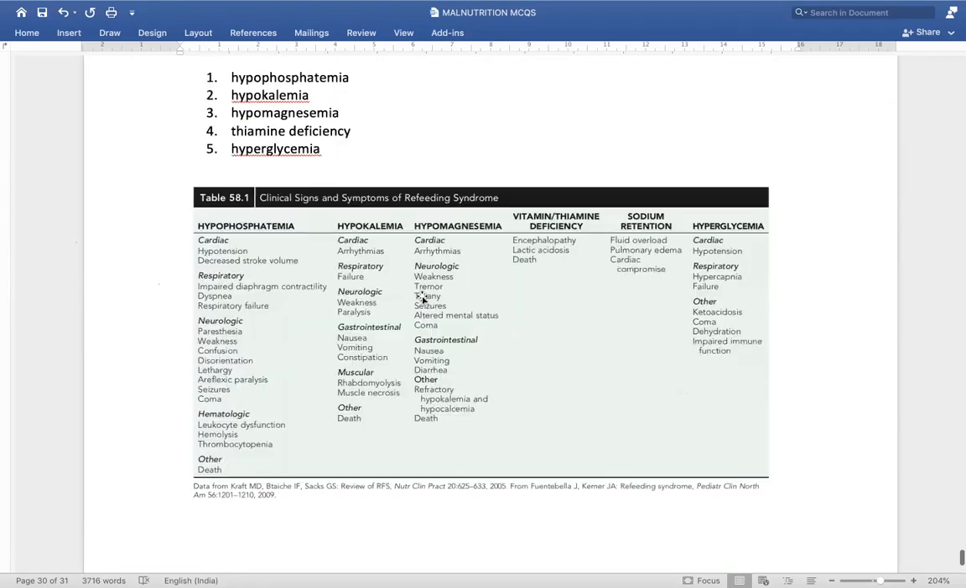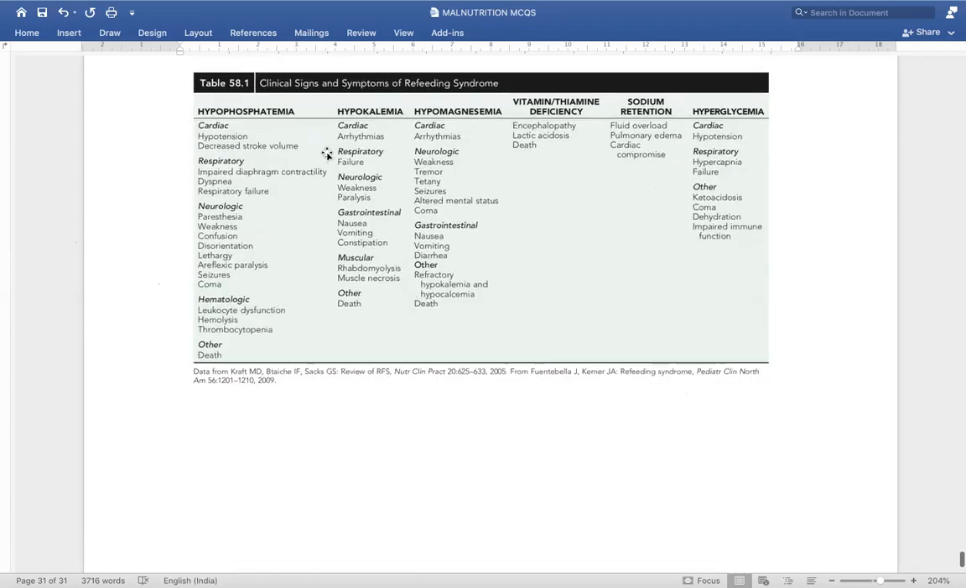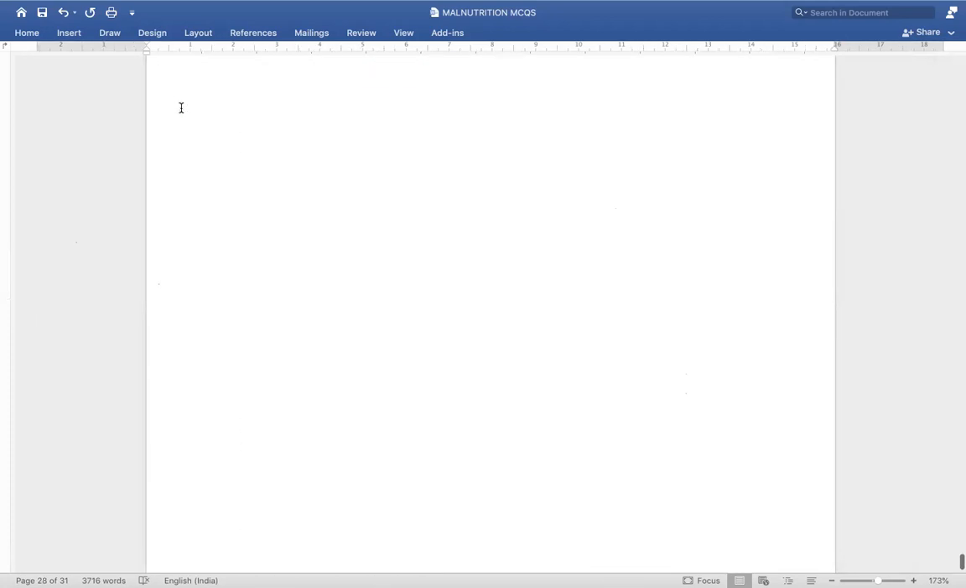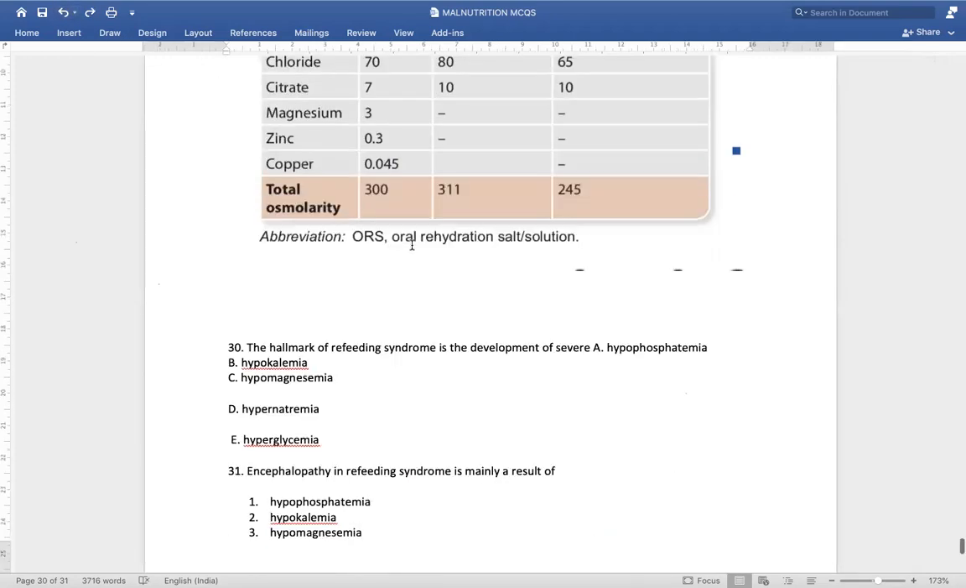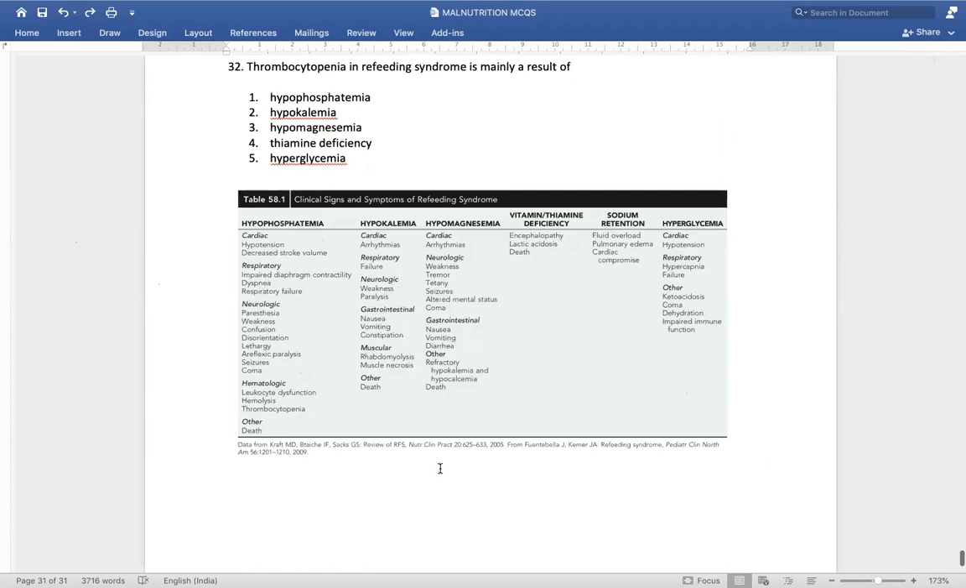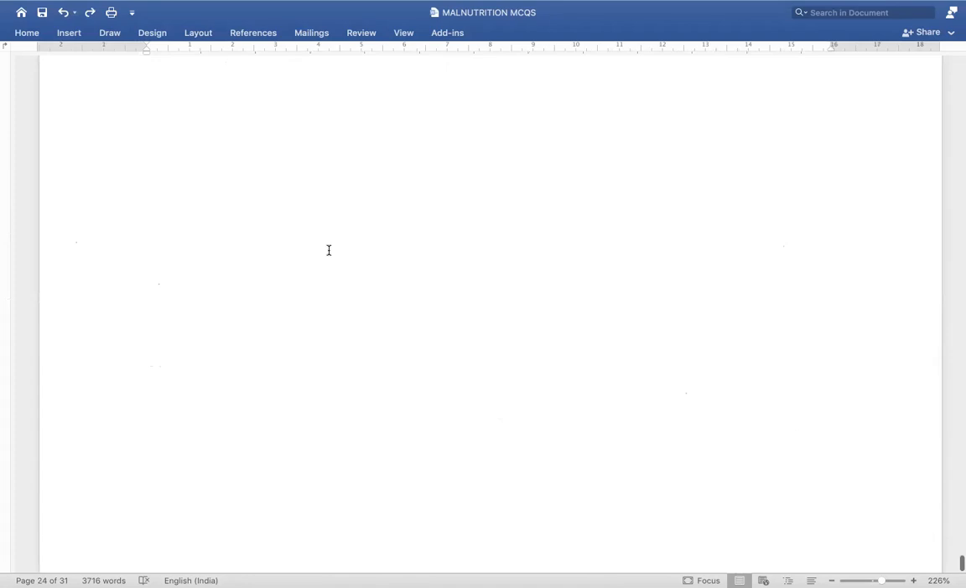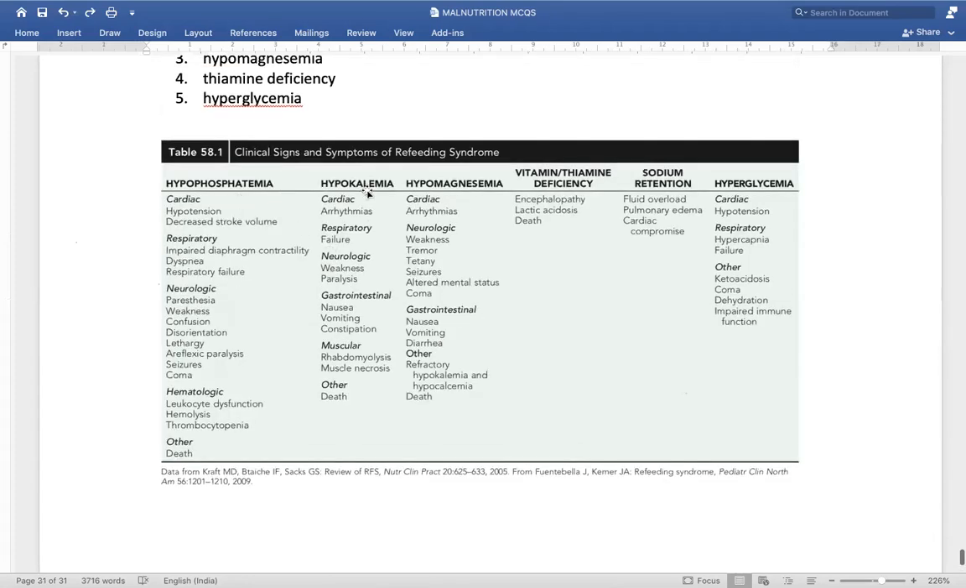So this is one of the clinical features and symptoms and etiology for refeeding syndrome. This is from Nelson. So hypophosphatemia, hypokalemia, hypomagnesemia, all the three are present in refeeding syndrome. And the hallmark is hypophosphatemia.